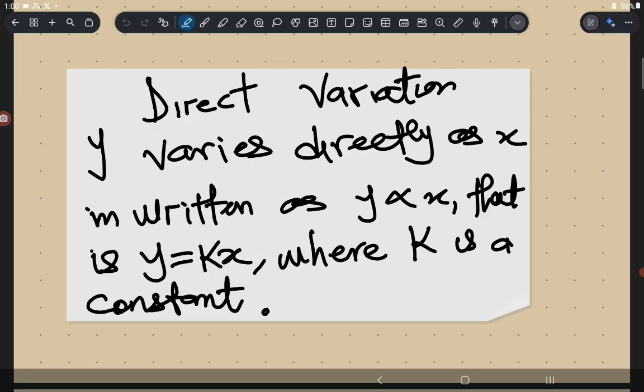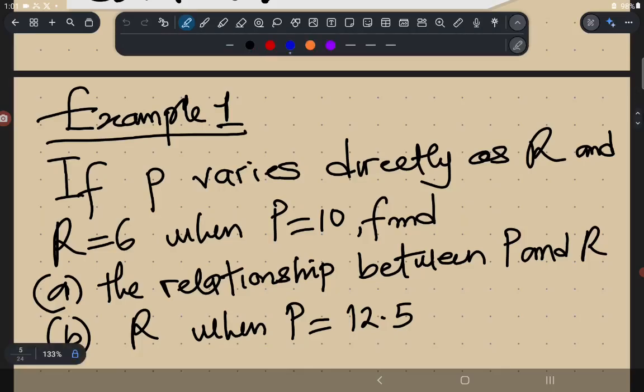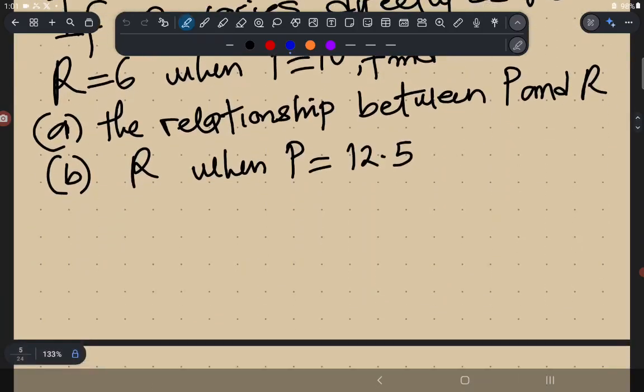Let's try to find one example. Example 1. If p varies directly as r and r is equal to 6 when p is equal to 10, find the relationship between p and r, and find r when p is equal to 12.5. Let's start solving. Let's have the solution.